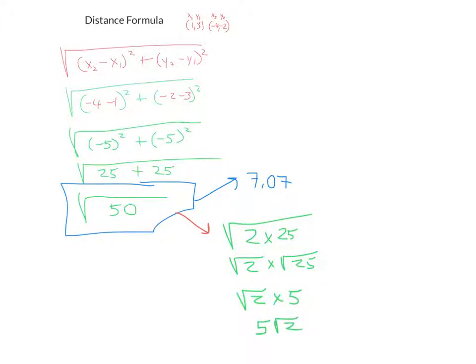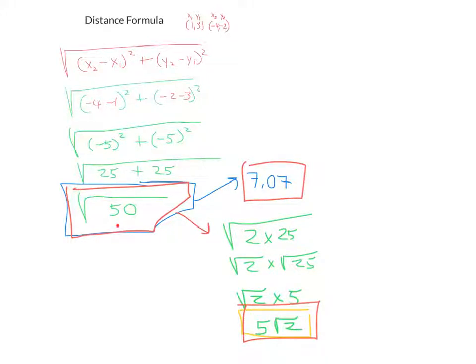That's usually how they like it. They usually like it where the 5 would be in front and the radical comes next. When I say radical, just know that it means the square root of whatever. All right, so we have 5 root 2. That's the simplified version. So really, there's 3 ways of expressing the answer: radical 50, 7.07 approximately, and 5 radical 2.